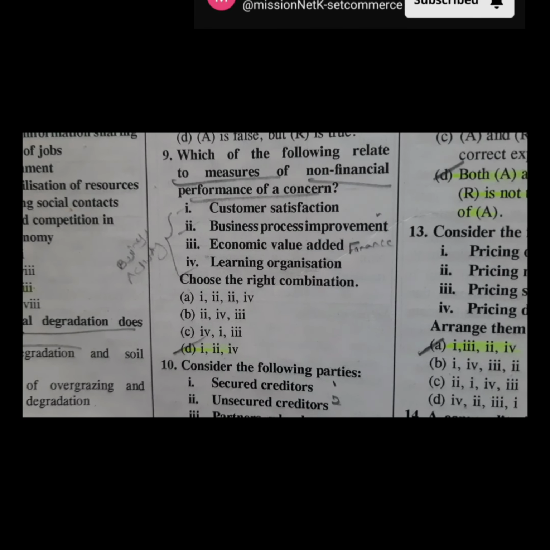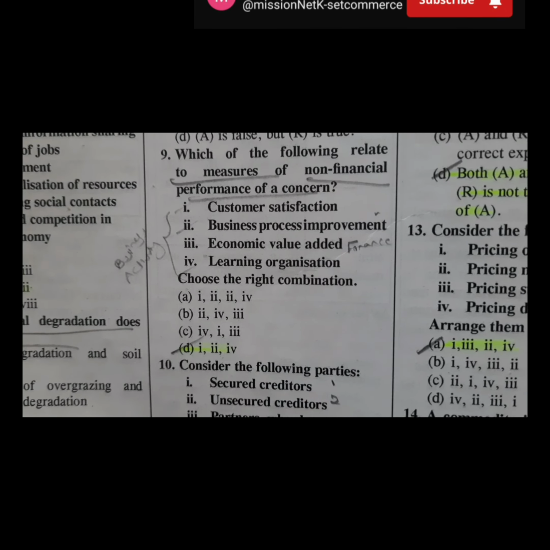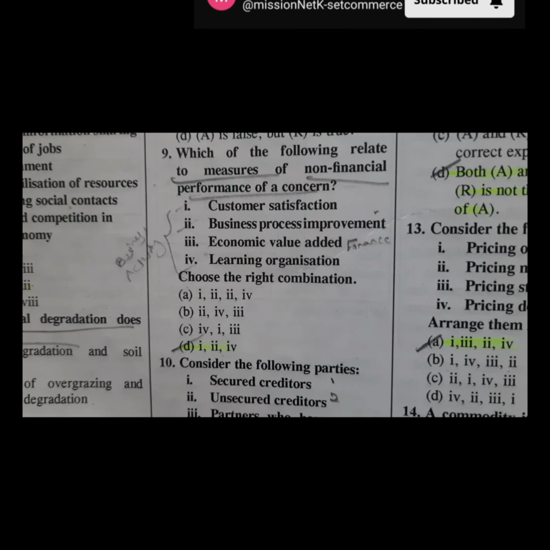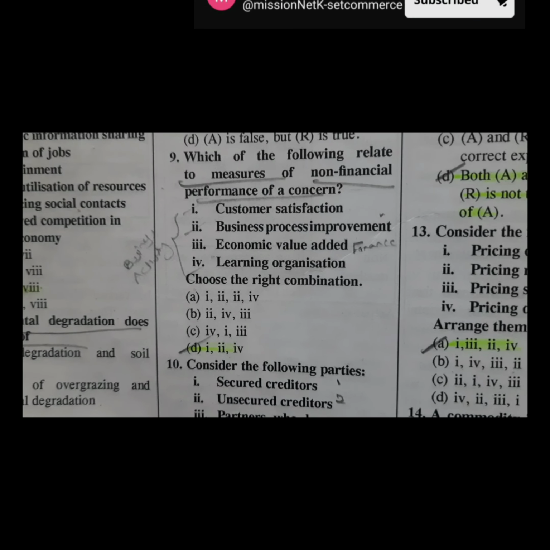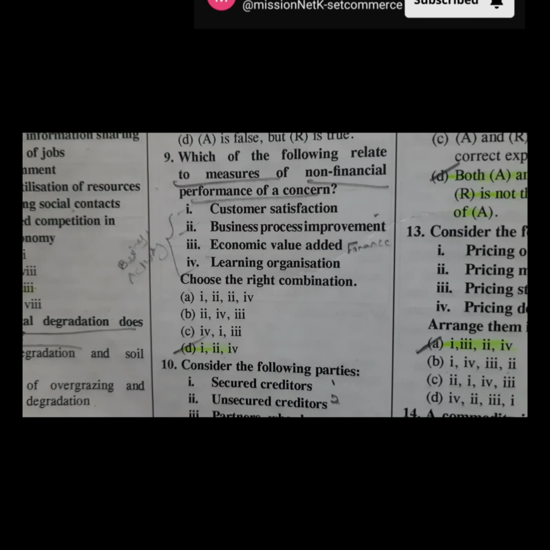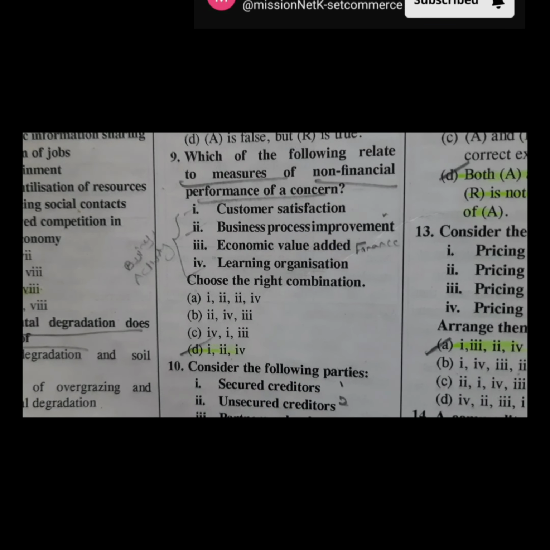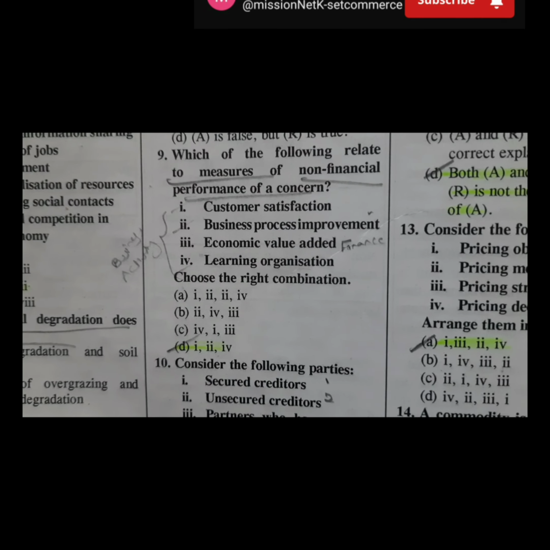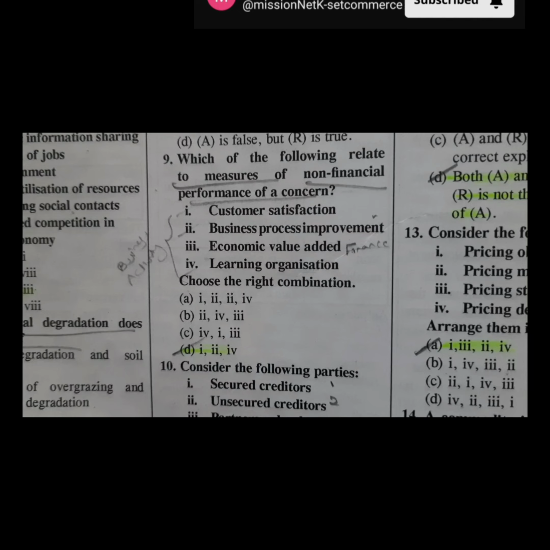Then the next question is which of the following related to measures of non-financial performance of a concern? Here four options are given below. Choose the right answer from the combination. The right answer is option D, customer satisfaction, business process improvement, learning organization. These are related to measures of non-financial performance of a concern.